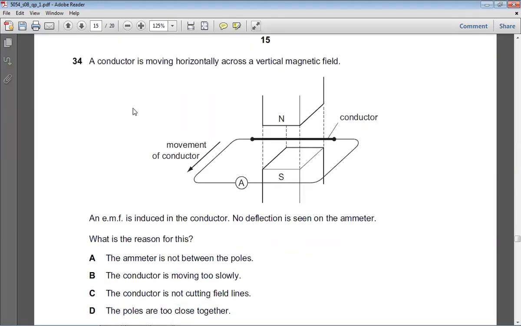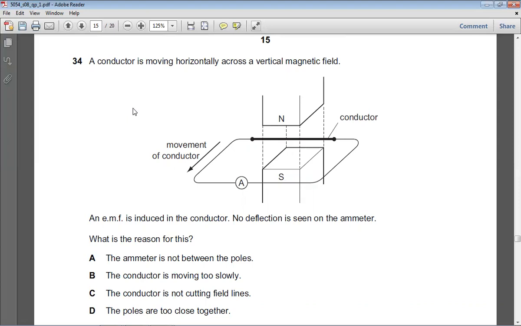A conductor is moving horizontally across a vertical magnetic field. An EMF is induced in the conductor. No deflection is seen on the ammeter. What is the reason for this? Because the EMF is induced, but the ammeter has shown no deflection. It means that you are moving that conductor very slowly, and due to this, the current which is produced in that conductor is not enough to show the deflection on the ammeter.